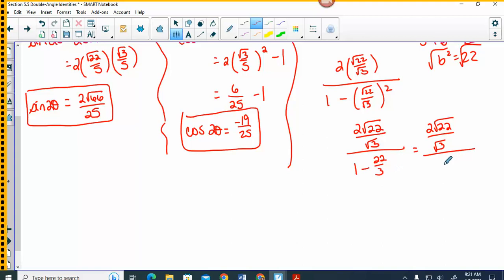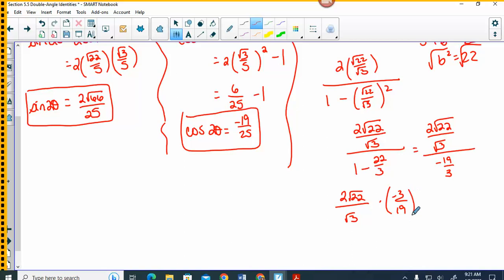Okay, so if I subtract those, we get negative 19 over 3. To divide fractions, you flip and multiply. So I get negative 6 radical 22 over 19 radical 3. But you can't leave a radical on the bottom.